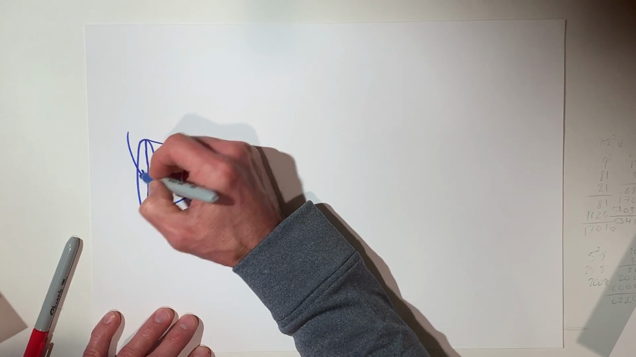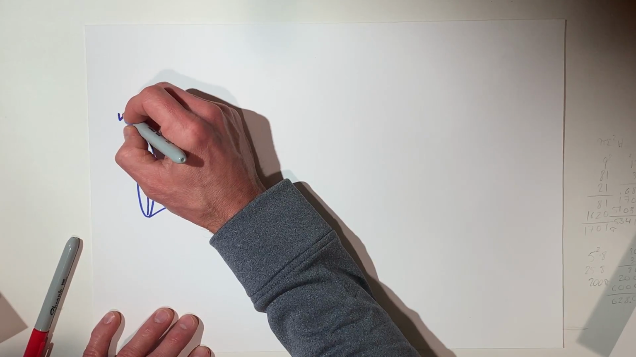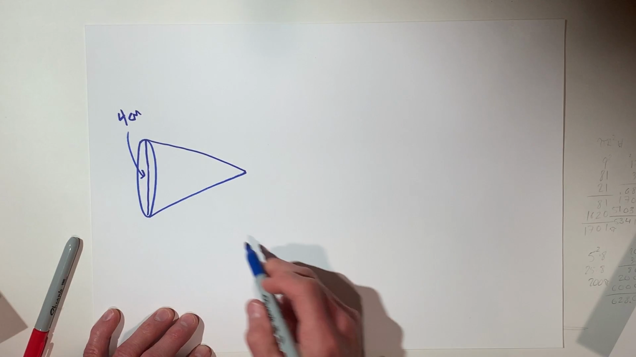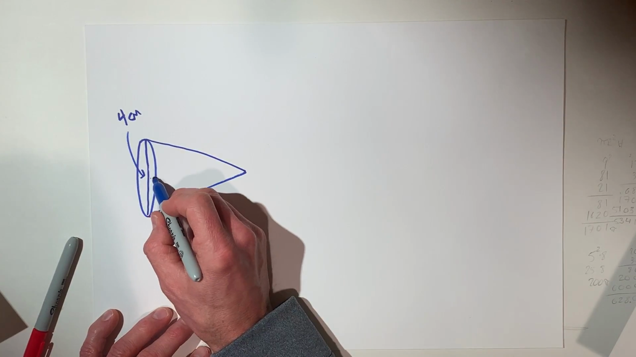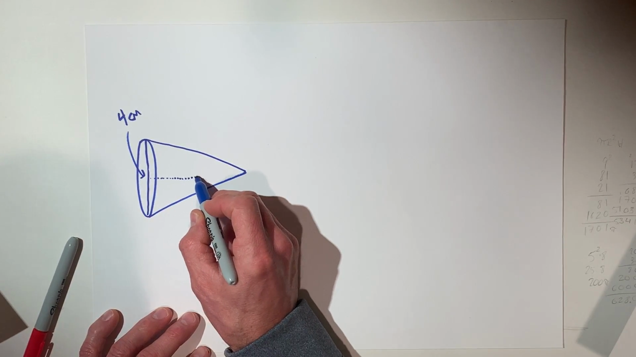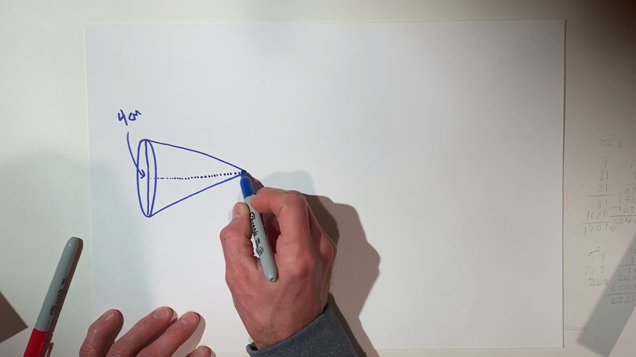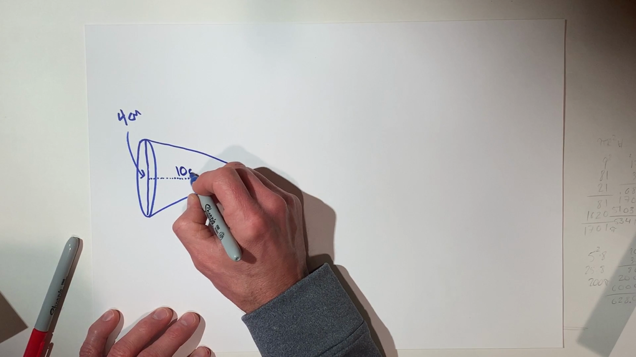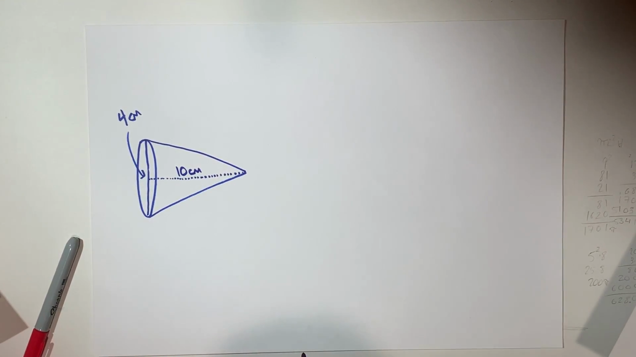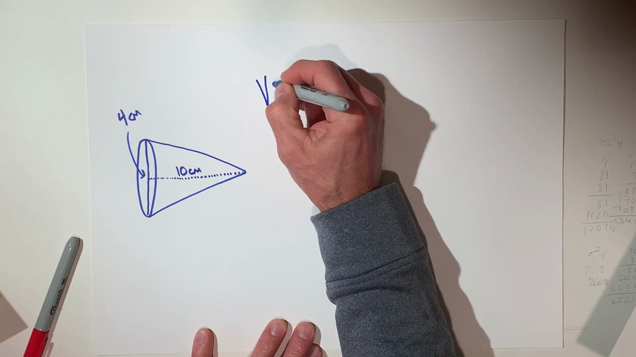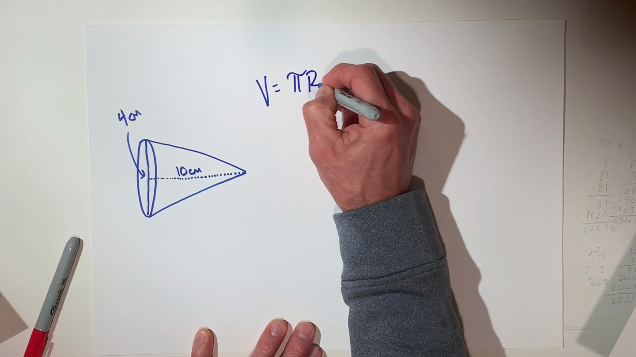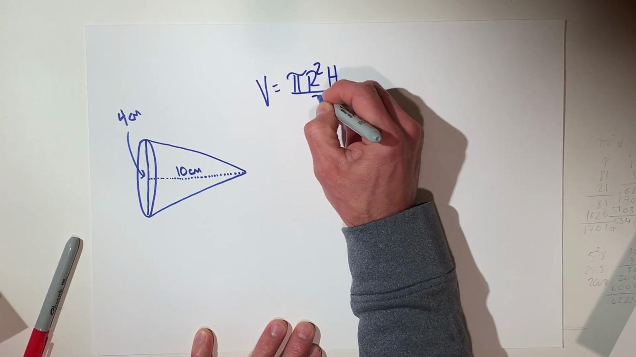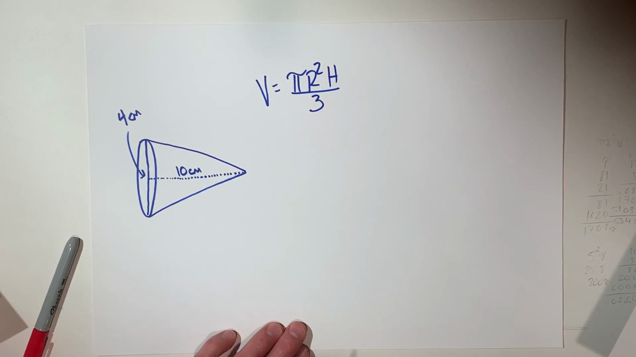I'm going to give you a line that goes the whole way across, and I'm going to say that line is 4 centimeters. And I'm going to tell you that the cone, from the center of the base to the tip of the cone, is, let's call it 10 centimeters. Now this would be a pretty tiny little cone, but cones are sometimes small. So let's go ahead and use the formula. Volume is pi r squared h divided by 3. All right, divide by 3 because it's a cone.